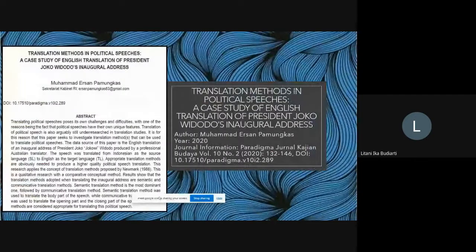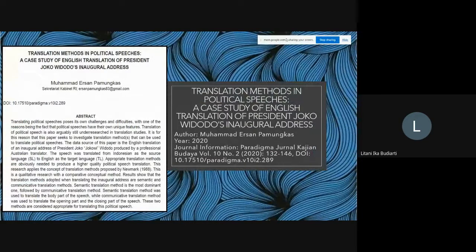So, this is the first journal article from me. The title is Translation Methods in Political Speeches, a case study of English translation of President Joko Widodo's inaugural address, and the author is Muhammad Ehsan Pamungkas. It was written in 2020, and it's in Paradigma Jurnal Kajian Budaya, volume 10, number 2.